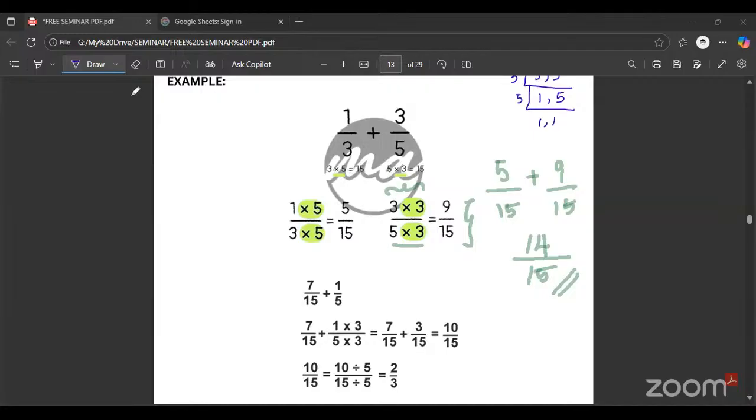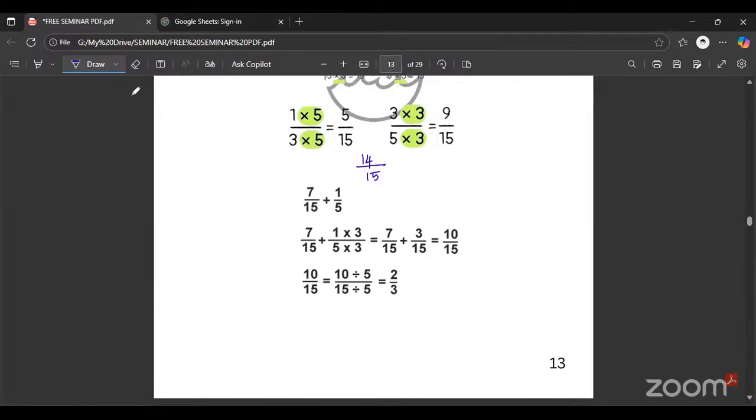Is it clear? Yes, Miss. If you have doubts, please ask. Okay. The second example, it's 7 over 15 plus 1 over 5. We have to find the LCM of 15 and 5. In 15 and 5, you can divide both of them by 5, which is 3, 1. Again, you can divide them by 3, 1, 1. Therefore, your LCM is going to be 15, because 5 into 3 is 15, right? Yes.